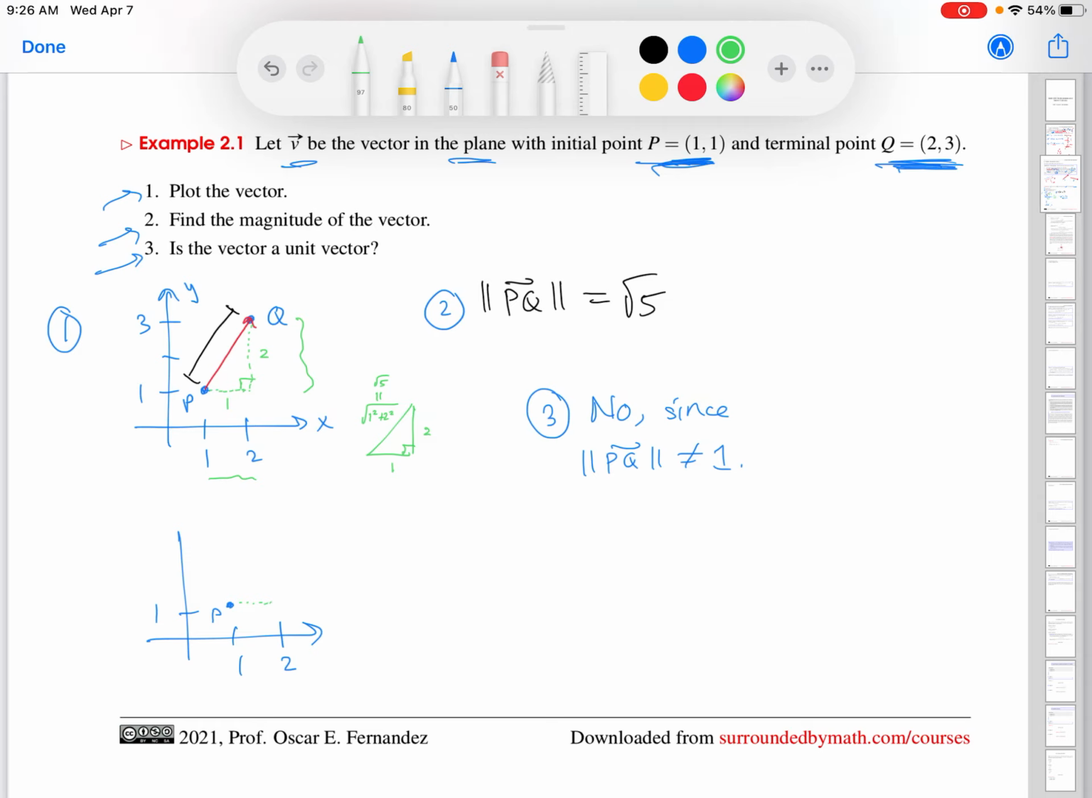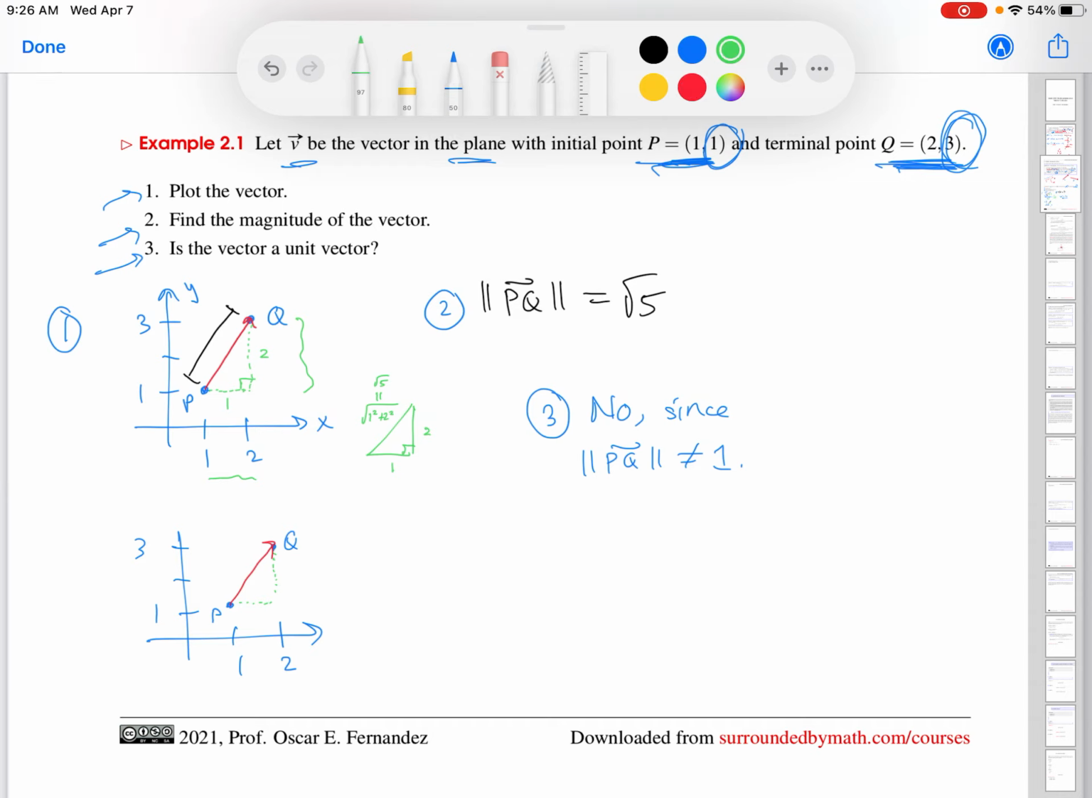Move 1 unit to the right. And then I could have said, oh, the terminal point has y value 3, and that is 2 units up from 1. So I'm going to move up by 2 units. 2, 3. And then I could have said, oh, the vector PQ starts at P and then ends where I just ended up with my horizontal and vertical movement. And that's my vector PQ. And you can see that I obtain exactly the same vector a different way from what I did originally.